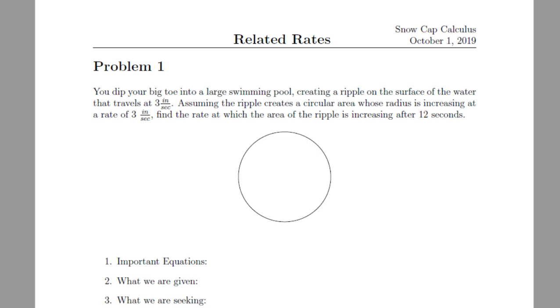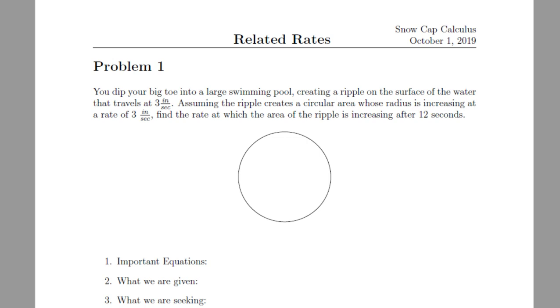All right, so here's problem 1. You dip your big toe into a large swimming pool, creating a ripple on the surface of the water that travels at 3 inches per second. We're assuming it starts dead center, and it makes a perfect circle going outwards. So assuming the ripple creates a circular area whose radius is increasing at a rate of 3 inches per second, find the rate at which the area of the ripple is increasing after 12 seconds.